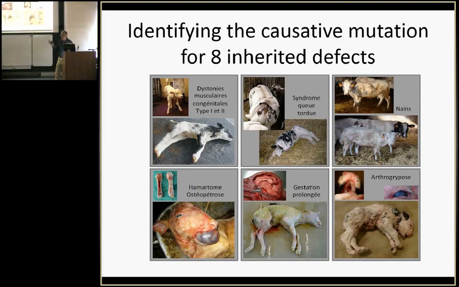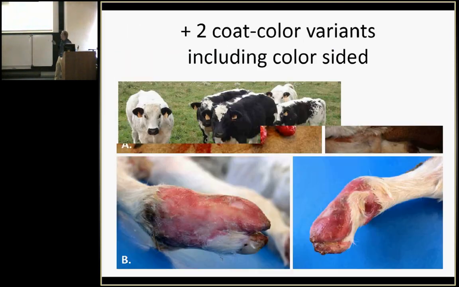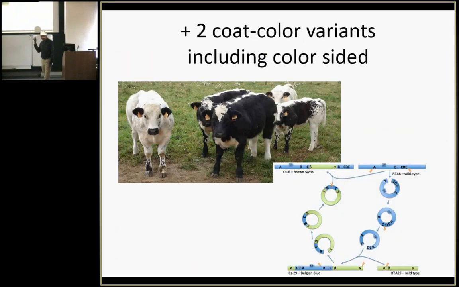So identifying causative mutations for confirmed inherited defects when they are recessive is really becoming something that can be done extremely effectively. I think I mentioned this story last year, and I have to mention it. Carol studied diseases, but she also studied coat color patterns from these animals. And one of the coat colors you may remember is so-called color-sided. Animals don't have pigmentation on the back.